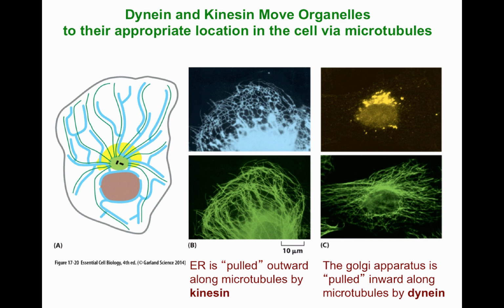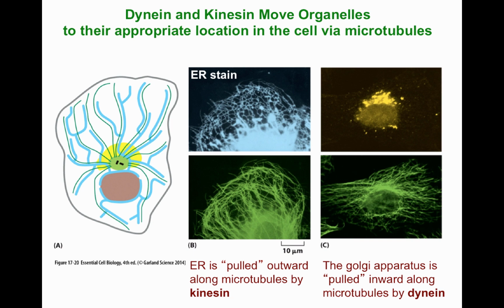So in the first part, we have endoplasmic reticular staining. What you can see when you compare the endoplasmic reticular staining is that it is superimposed nicely on the microtubule network. So the ER is being pulled outwardly along microtubules by kinesins, so it is extending the endoplasmic reticulum all the way across in very beautiful blue strands along the microtubule network.